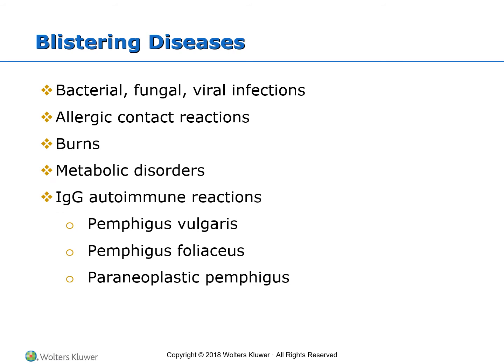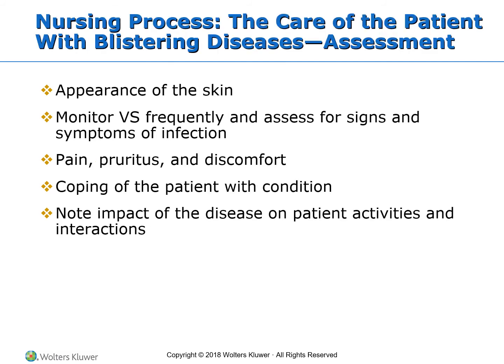Blistering diseases. There are many, many different types of diseases that cause blistering. Burns can cause blistering, and allergic reactions can cause blistering. Some of the bacterial, fungal, and viral infections can cause blistering. You can have autoimmune reactions that cause blistering. So there are just so many different types. You want to figure out what the cause is and treat the cause the best you can. They should not be picking at their blisters.